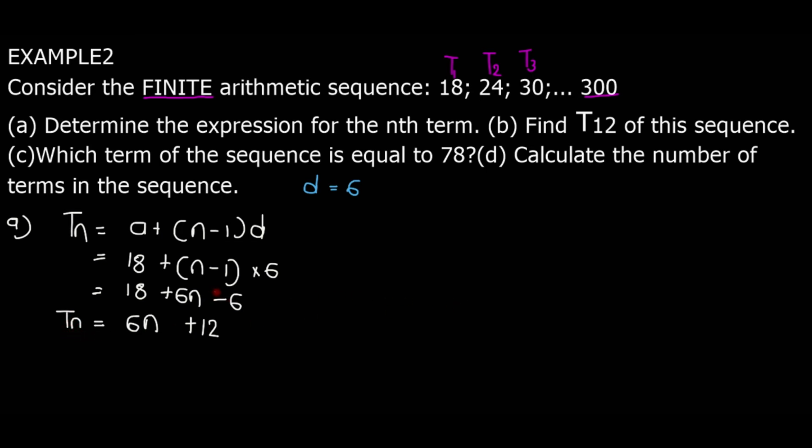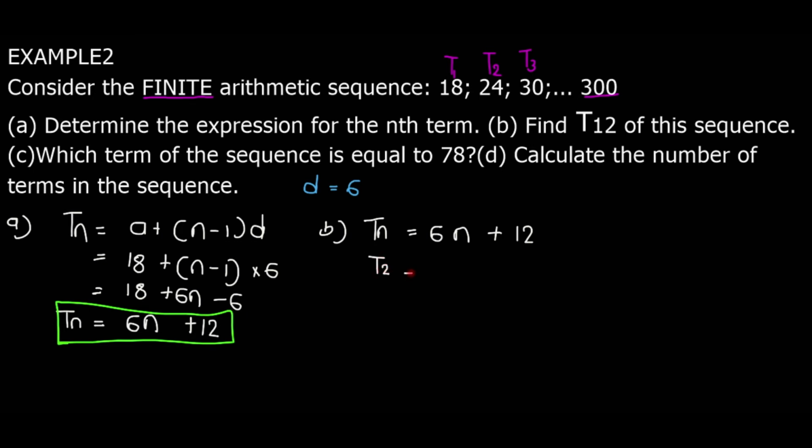Now let's go to number B. That was number A. Find term number 12 of this sequence. So this means we're going to term number 12. And that's about the nth term formula. We can create any term for the sequence. So this is our nth term formula, and we want term number 12.